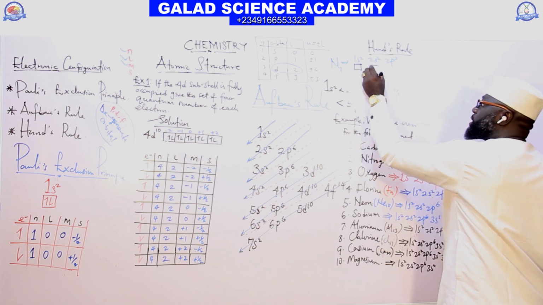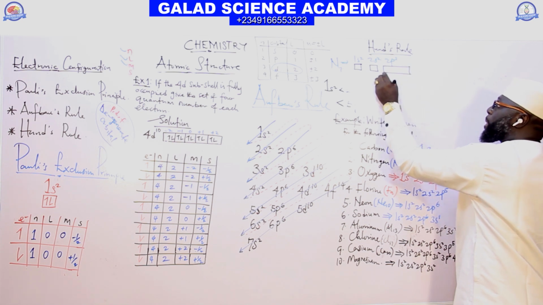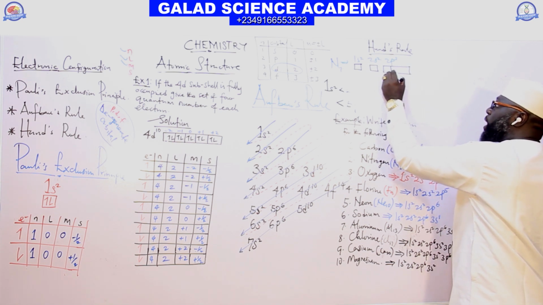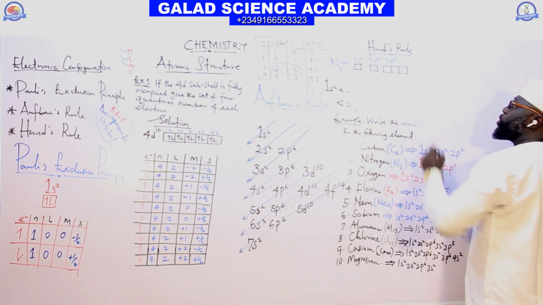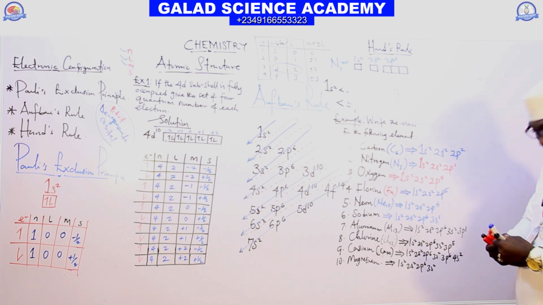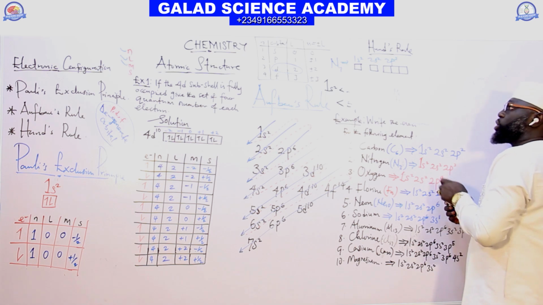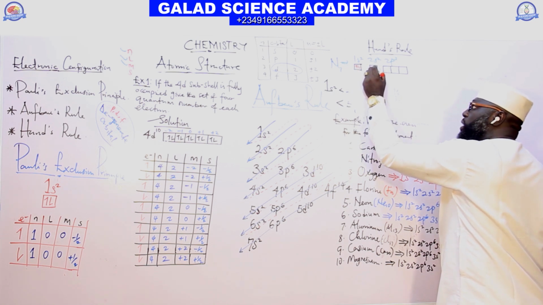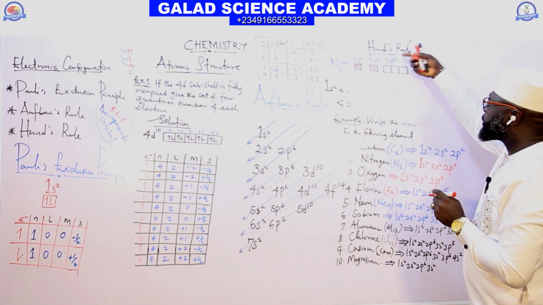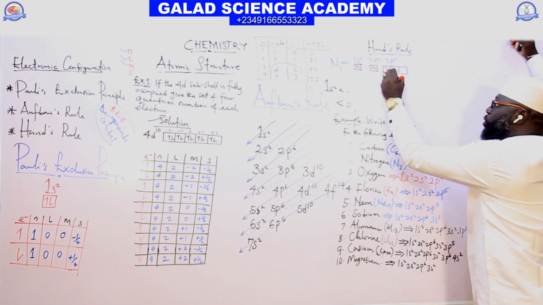Here we have 1, 2, 3. So how many electrons do we have in 1s? It's 2 electrons. Put it there, 1, 2. Good. In this P, we have 3. I say what? 1, 2, 3.